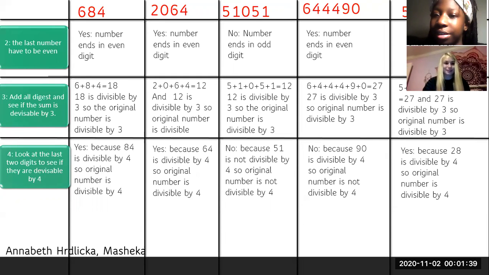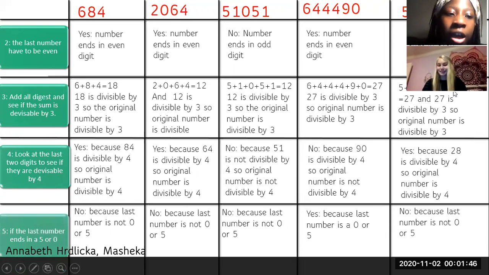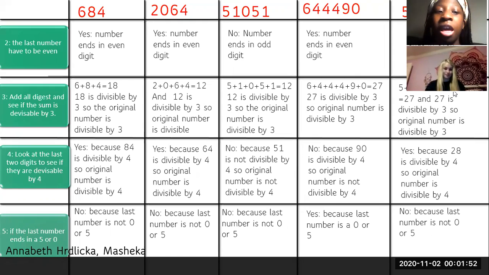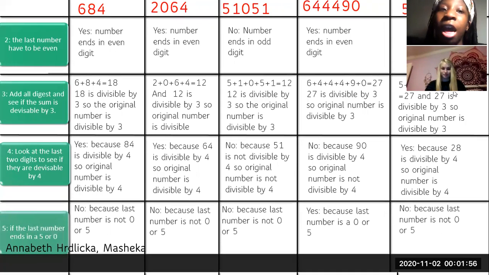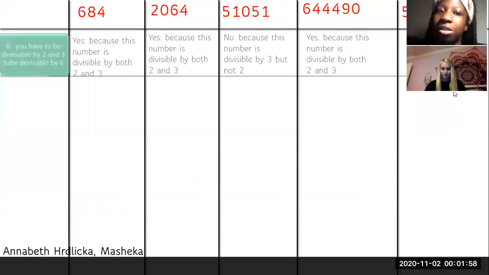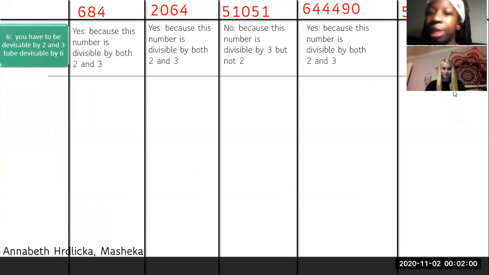Okay, so for 4, you have to look at the last two digits. For 5, the last digit has to be a 0 or 5. I do have a question for you for 6. 6 says you have to be divisible by 2 and 3. Why do you have to be divisible by 2 and 3 to be divisible by 6?